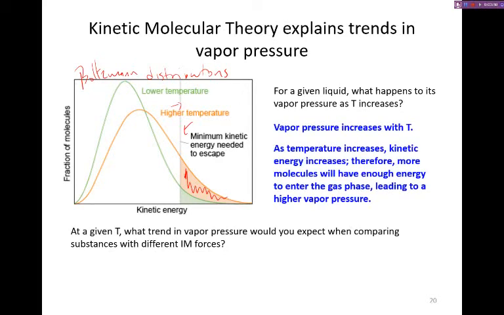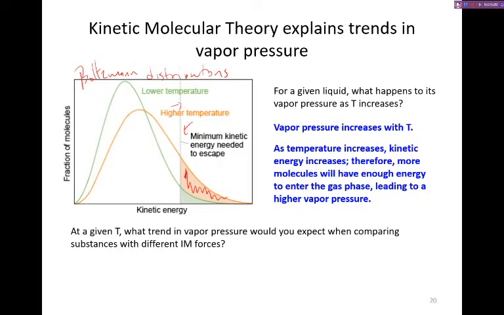And so for a given liquid, as the temperature increases, so does the vapor pressure. So does the amount of gas that can be evaporated. And that's because the kinetic energy is increasing. Higher kinetic energy means that there's more molecules that can enter the gas phase, leading to that higher vapor pressure.